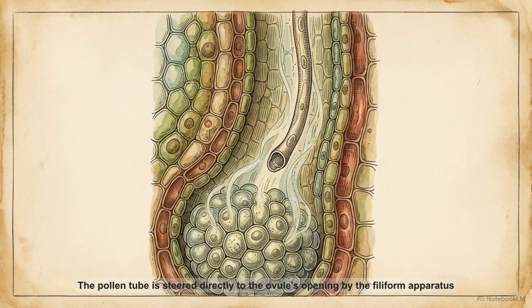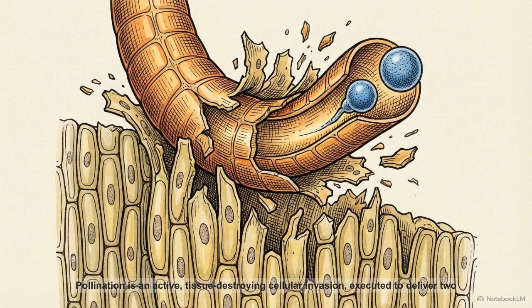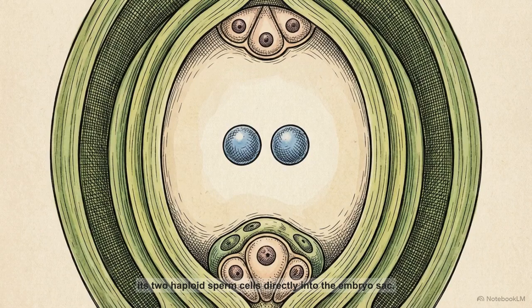The pollen tube is steered directly to the ovule's opening by the filiform apparatus inside the synergid cells, which secretes a precise chemical trail. Pollination is an active, tissue-destroying cellular invasion executed to deliver 2 specific payloads directly into the embryo sac. The invasion terminates when the pollen tube enters a synergid cell and ruptures, releasing its 2 haploid sperm cells directly into the embryo sac.